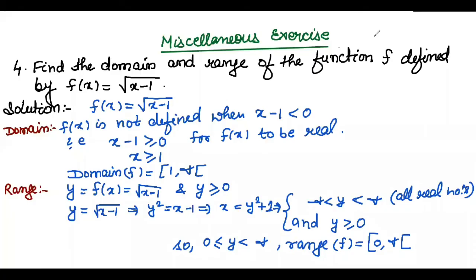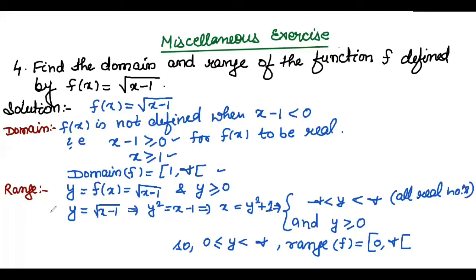Now we'll discuss the fourth question. Find the domain and range of the function defined by f(x) equals root over x minus 1. So here we'll find out the domain and range both. First we'll find out the domain. I think you all know domain means all values of x so that f(x) will be real. So if x minus 1 is less than 0, f(x) is not defined. So we will take x minus 1 greater than or equal to 0. So we are getting x greater than or equal to 1. So the domain is the interval closed at 1 and open at infinity, 1 to infinity, means all values of x which are greater than or equal to 1.